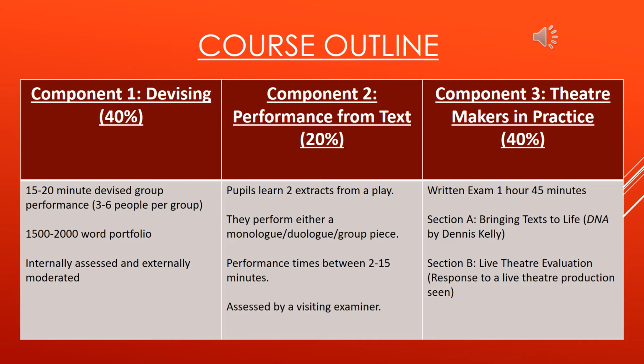So after October half term, we're going to start practically exploring DNA, so they get to understand it as a performance text, and we are going to be doing some written work on that throughout the year as well, and practice exam questions. And the second section of the exam is the live theatre evaluation. So they go to see, hopefully we will get to see something live soon, a live theatre performance, and then they get asked some questions on that live theatre performance, which they answer in their written exam.